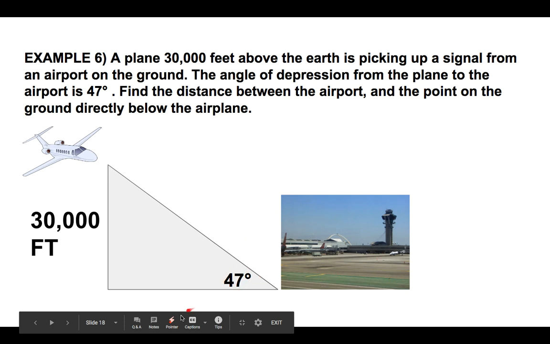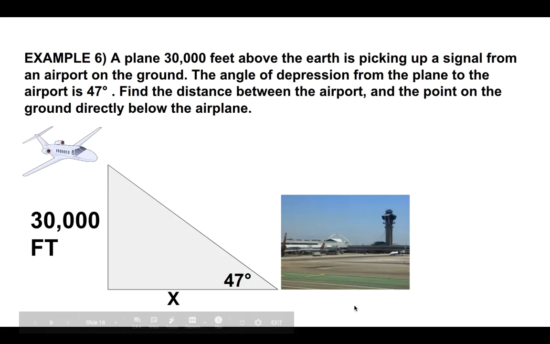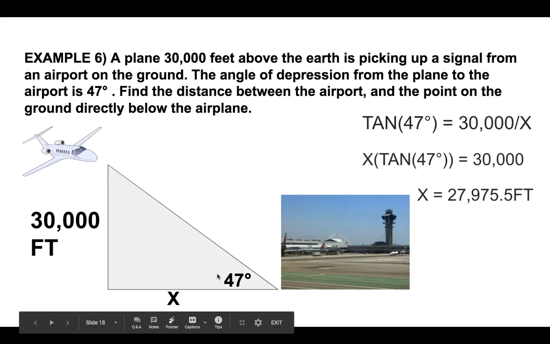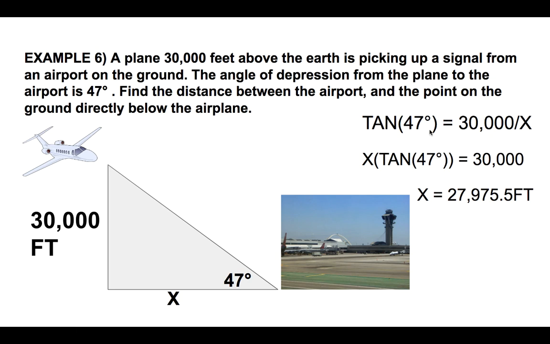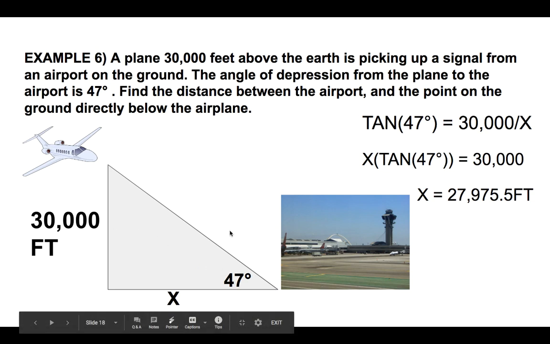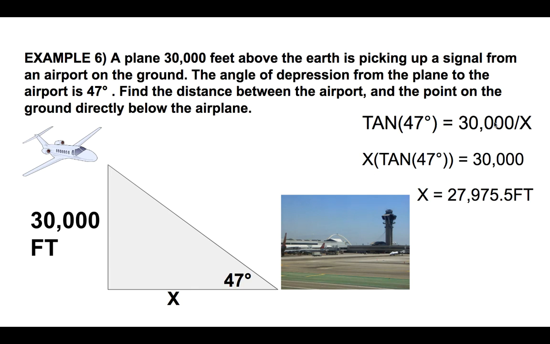And then I'm solving for x. So I have my angle, I have my 2 values. I'm going to go ahead and plug it in. The tangent of 47 degrees is equal to opposite over adjacent. The opposite to 47 degrees is 30,000. My adjacent is x. And then again, I'm multiplying both sides by x and then dividing both sides by the tangent of 47, and I get 27,975.5 feet.